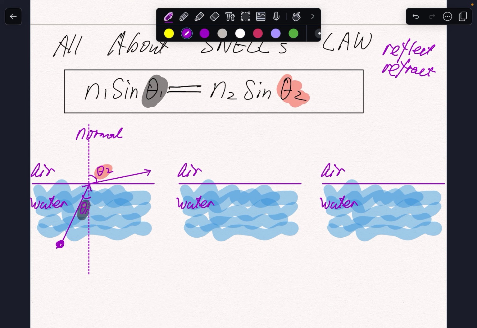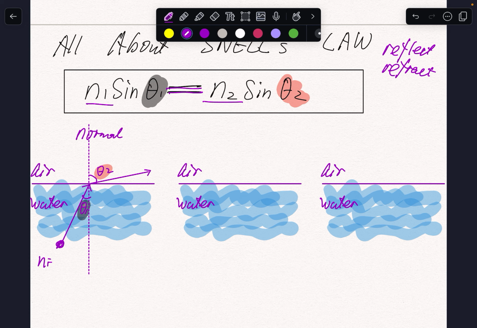So how do I know if theta 1 is larger than theta 2 or vice versa? According to the equation, that depends on n1 and n2. Because for these two parts to equal each other, if n1 is larger than n2, then theta 1 has to be smaller than theta 2, for this to balance.